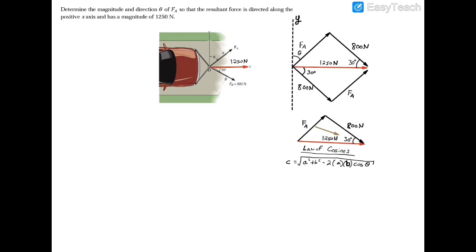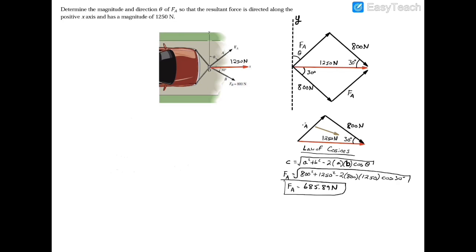So we'll have that force FA equals, and then side A we'll just say is 800 squared plus B is 1250 squared minus 2 times 800 times 1250 times the cosine of 30 degrees. And take the square root of that. And if you plug this in your calculator, you'll find that force FA equals 685.89 newtons.